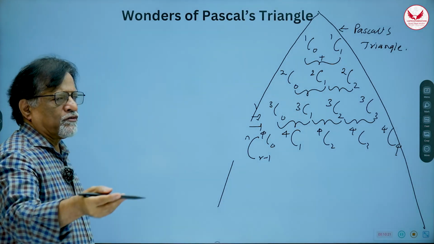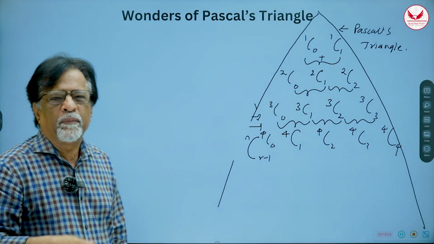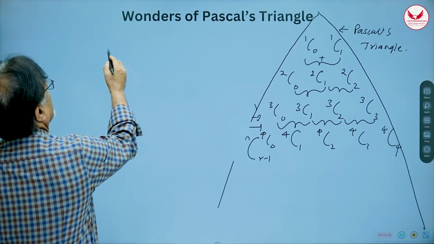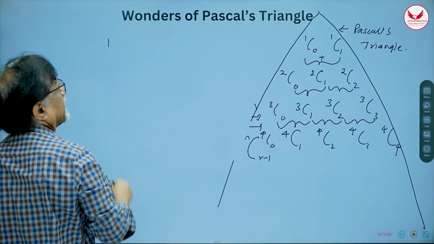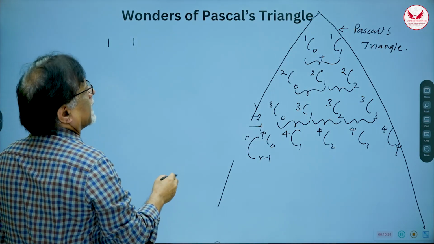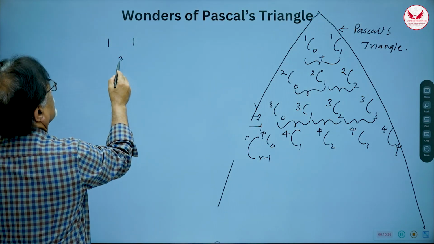1C0 means you are choosing 0 objects out of 1. How many ways can it be done? Only once. Don't select any, right? So first, 1C0 is 1, right? Then 1C1 is also 1, right? Now, if I add these two, I'll get 2.